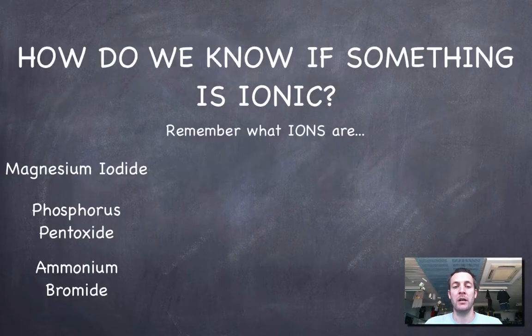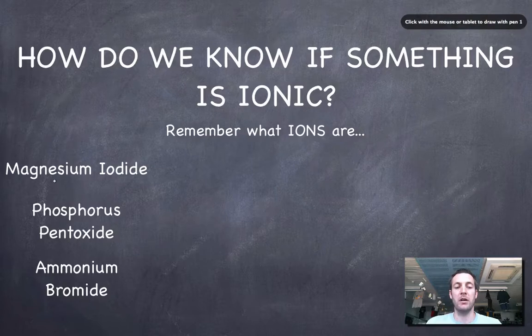Right, so how do we know if something is ionic? Well, we should know this already. It's a combination of a metal and a non-metal, like magnesium iodide. Okay, we've got a metal and a non-metal. Not like phosphorus pentoxide. Here we've got two non-metals combined, they won't be ionic.